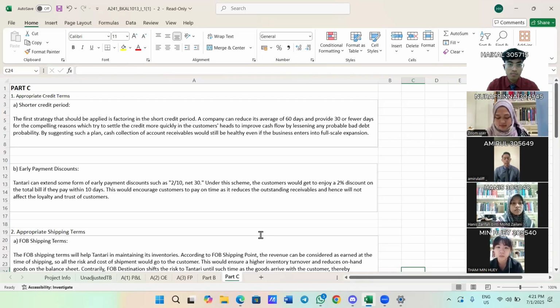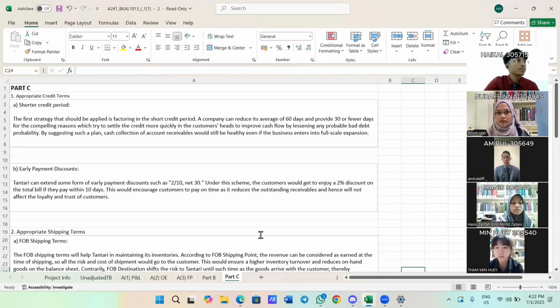First question, the appropriate credit term to improve increased sales or revenue, credit management, accounts receivable collection, and inventory management. I'm going to read the answer for the question. The first answer is shorter credit period. The first strategy that should be applied is a shorter credit period. A company can reduce the average of 60 days and provide 30 or fewer days, which tries to settle the credit more quickly, to improve cash flow by lessening any probable bad debt probability. By suggesting such a plan, cash collection of accounts receivable would still be healthy even if the business enters into full-scale expansion. That is the first answer for question 1.